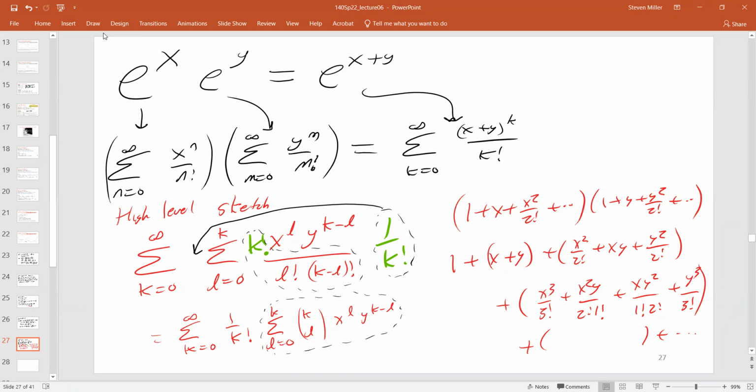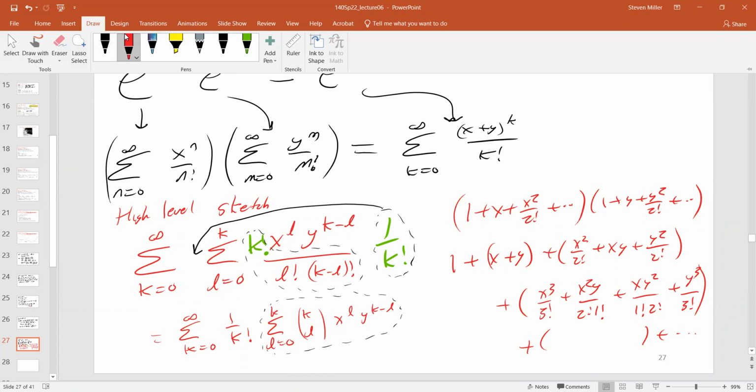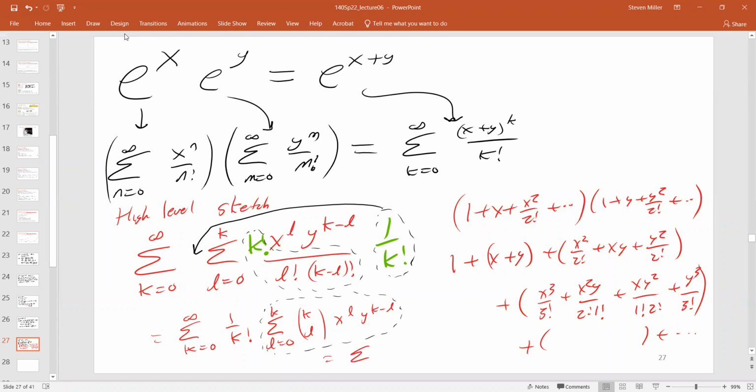It's the binomial theorem. You're foreshadowing. We saw Pascal earlier in the semester. So using that's the binomial theorem, this is then just the sum, k goes from 0 to infinity, of (x plus y) to the k over k factorial, which is what we wanted to show.